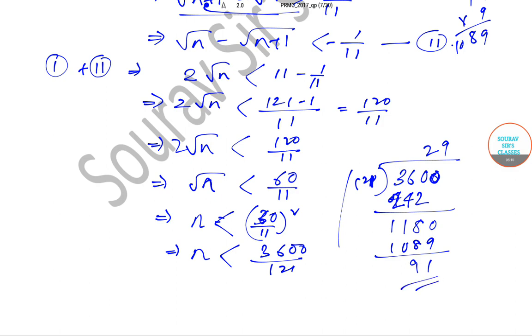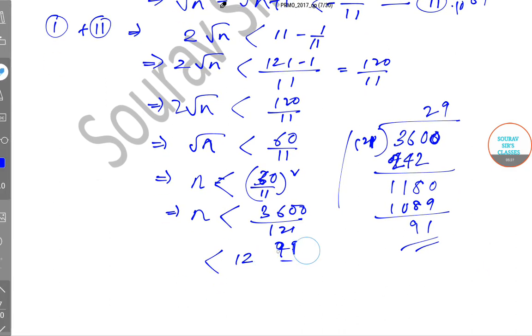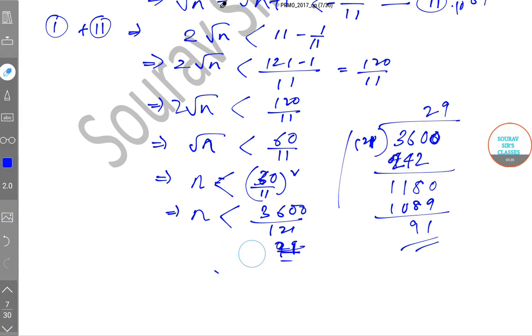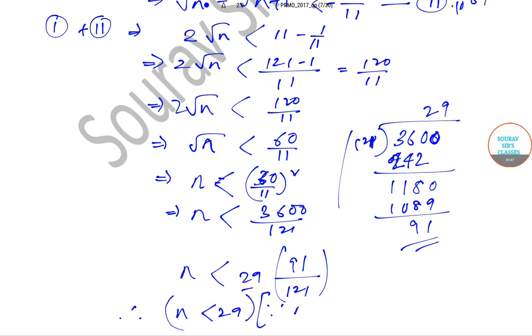As you can see over here, n is less than 121 into 29 and then 91. This is not the correct way to write it down. n will be less than 29 plus something, so since n is an integer, n will be less than 29.